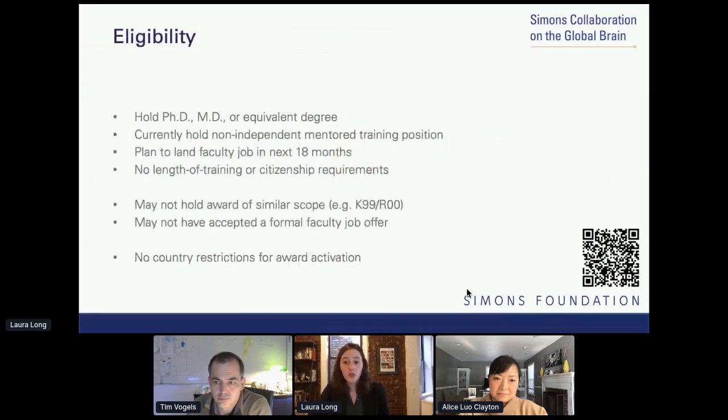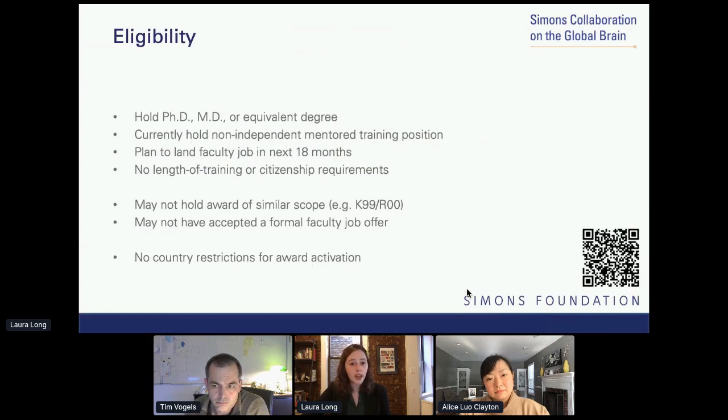In terms of eligibility, applicants must hold a PhD, MD, or equivalent degree, must currently hold a non-independent mentored training position, so a postdoctoral fellowship or equivalent, should plan to land a faculty job in the next 18 months, and SCGB does not have any length of training or citizenship requirements.